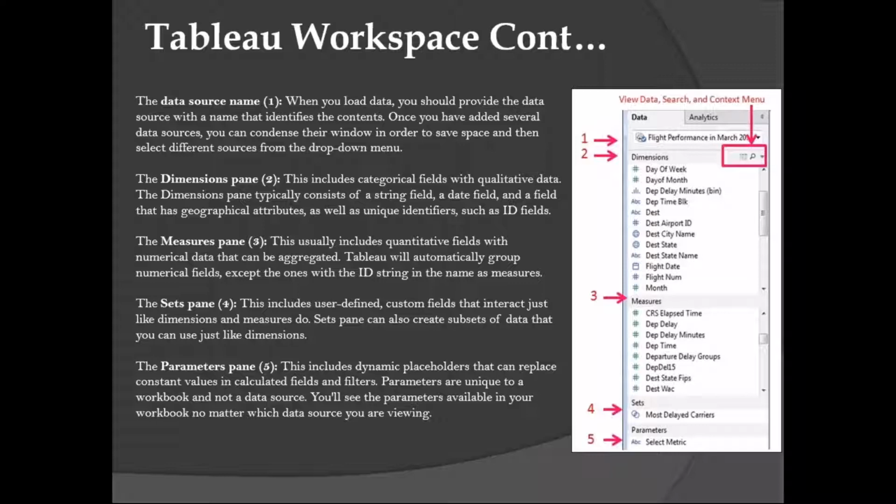Dimension is qualitative data, like your customer name, segments, date, geographic details. All this comes under the dimension pane. Anything that is a quantitative field, numerical data that you can aggregate, comes under the measure pane. You got it? So that's the difference between dimensions and measures. Whatever you can aggregate comes in measures, and whatever is qualitative data comes under dimensions. And anytime you can convert a dimension to a measure and a measure to a dimension. That is available. You can do that anytime.